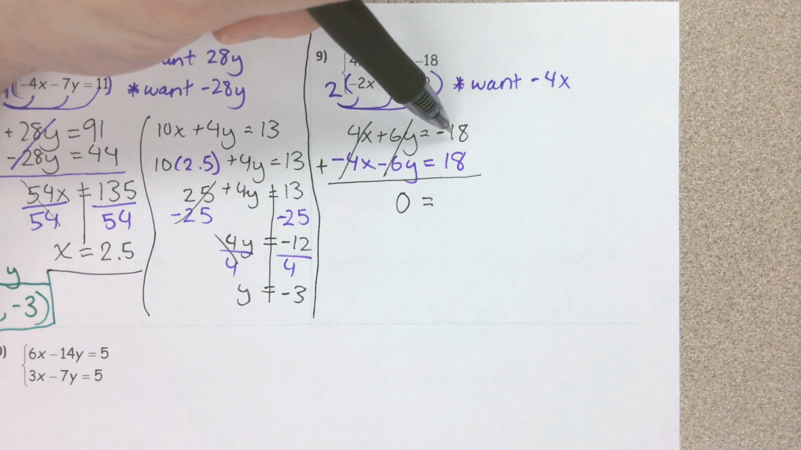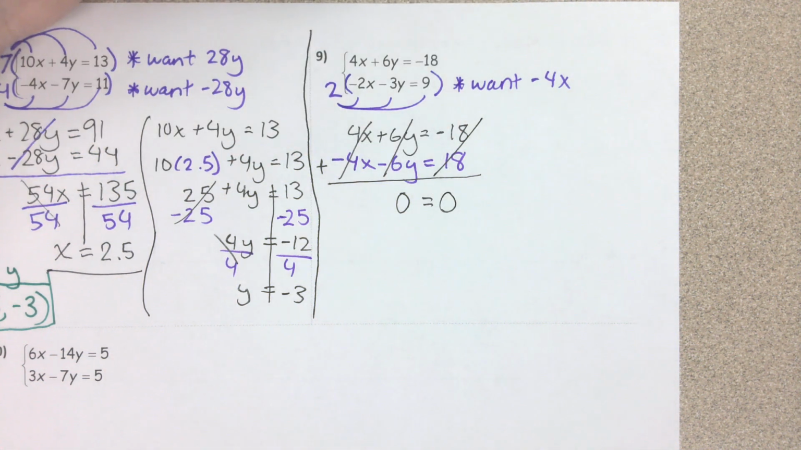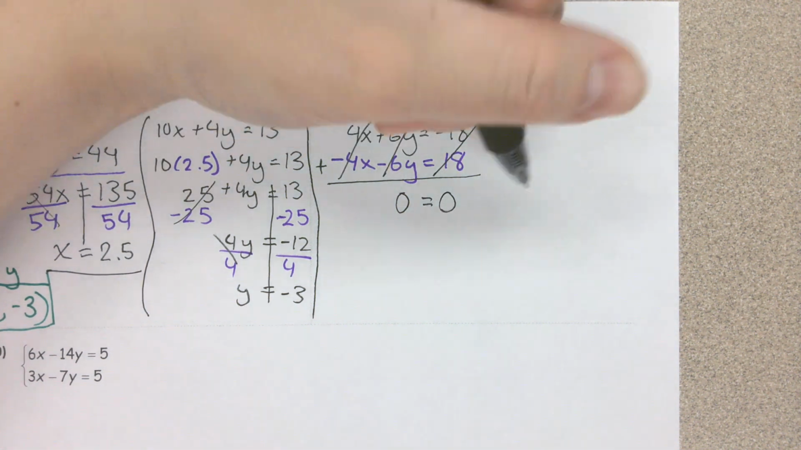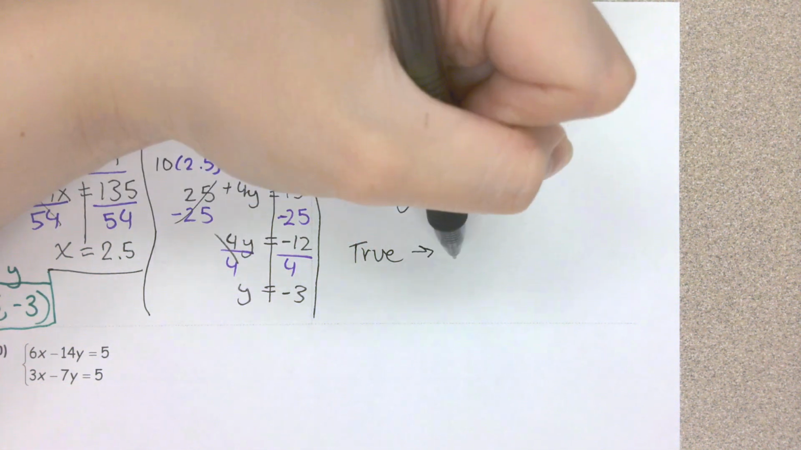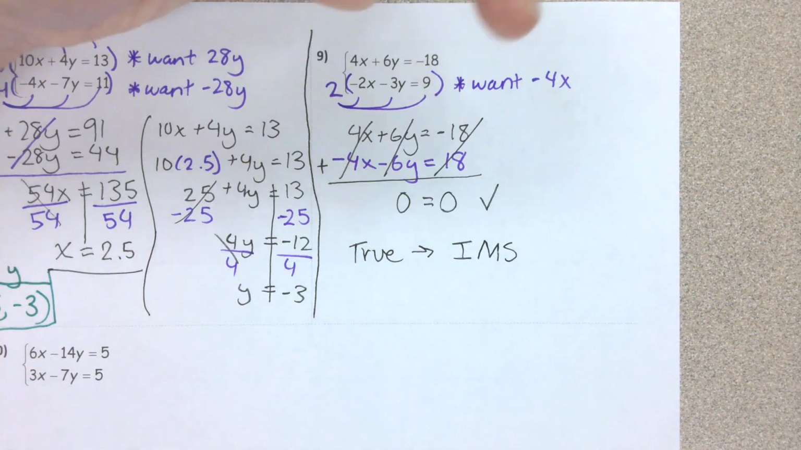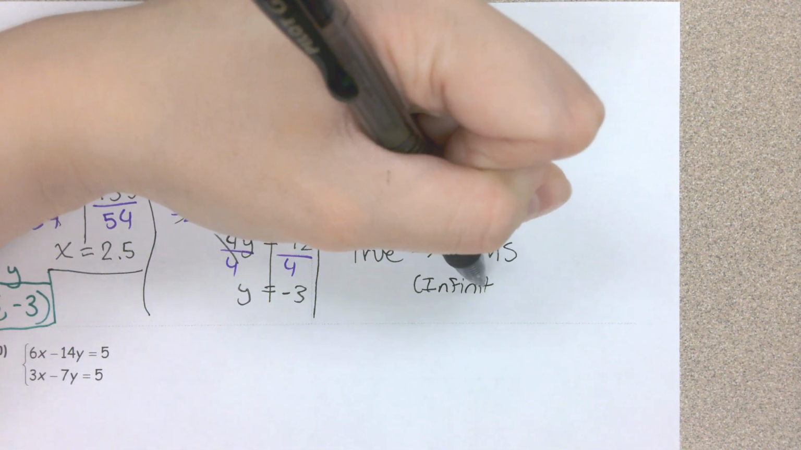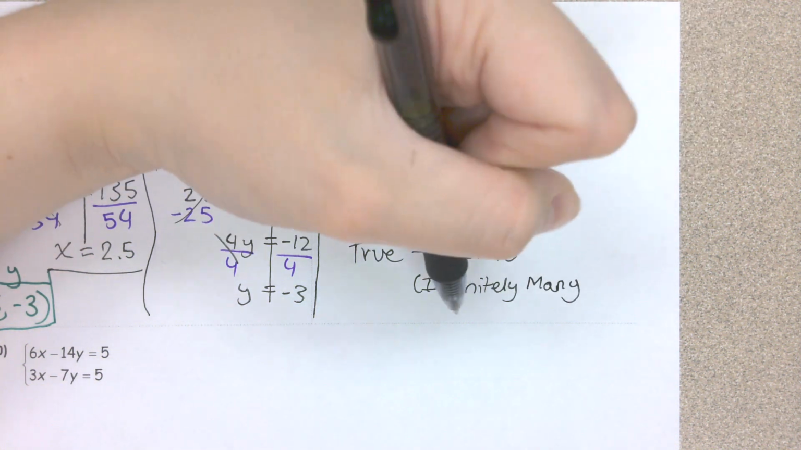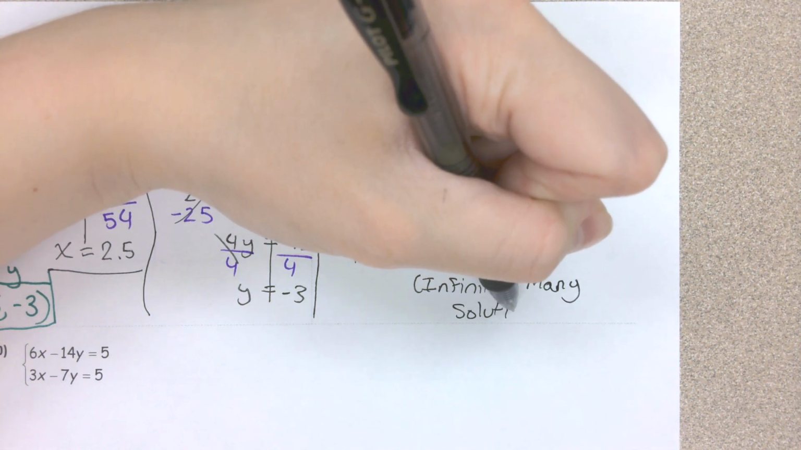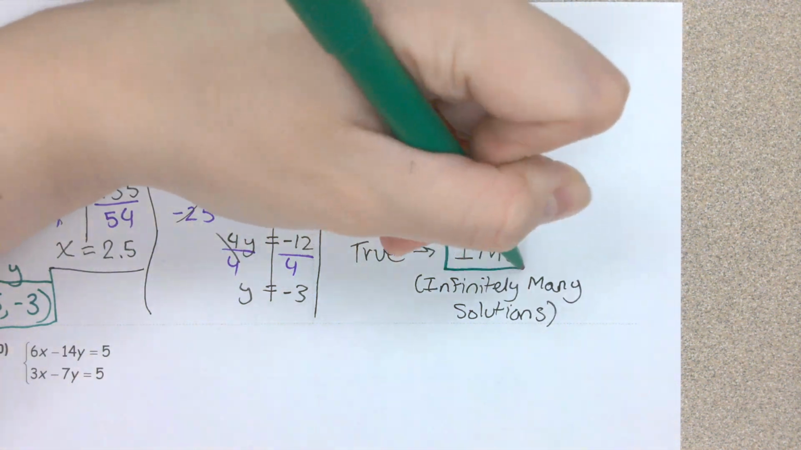Right side, we have negative 18 and positive 18. These also cancel. This also equals 0. Here we have 0 equals 0, which is a true statement. And true statements are IMS, which is infinitely many solutions. You can just write IMS, of course.